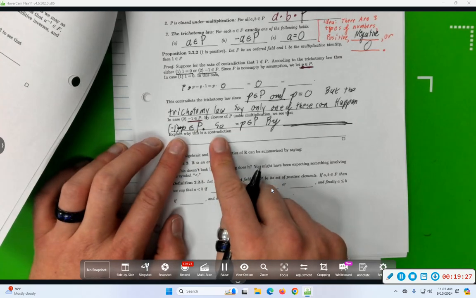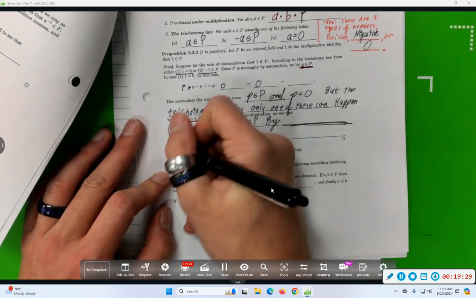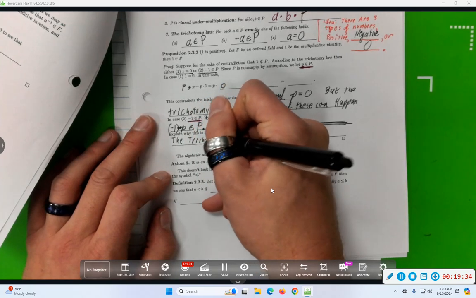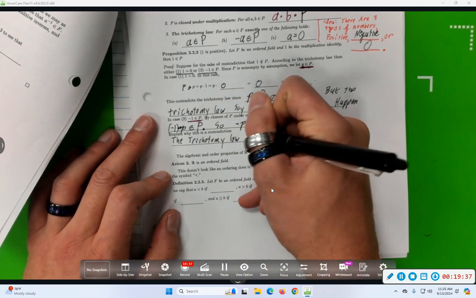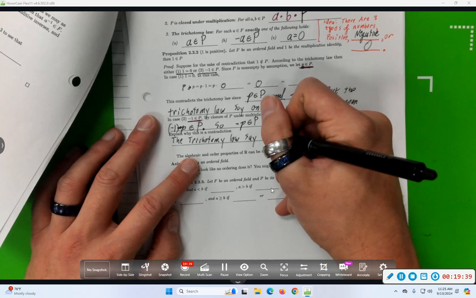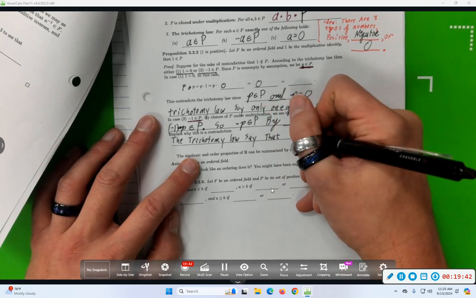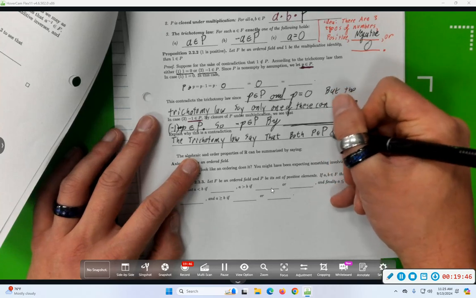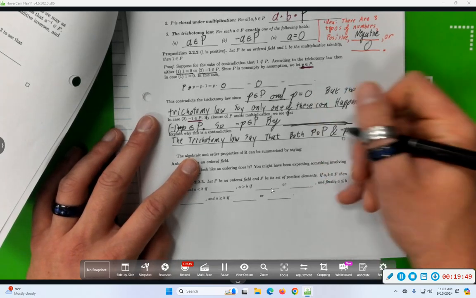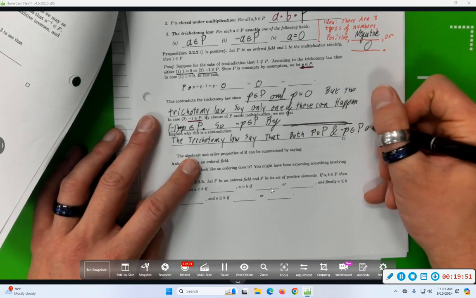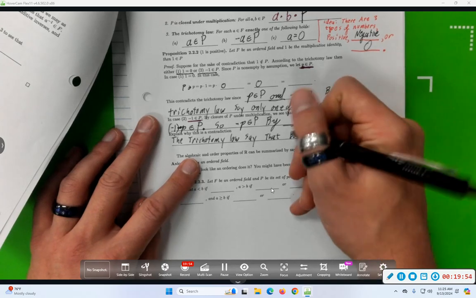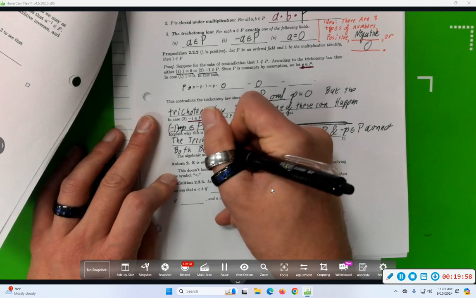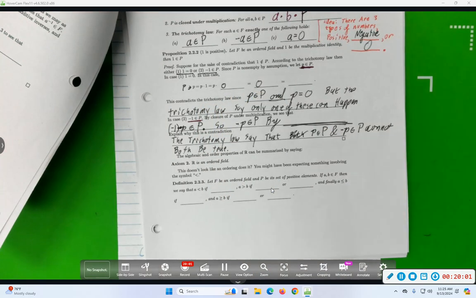So explain why this is a contradiction. It's a contradiction because of what you just said. The trichotomy law says that both p in P and negative p in P cannot both be true. So there's the contradiction.